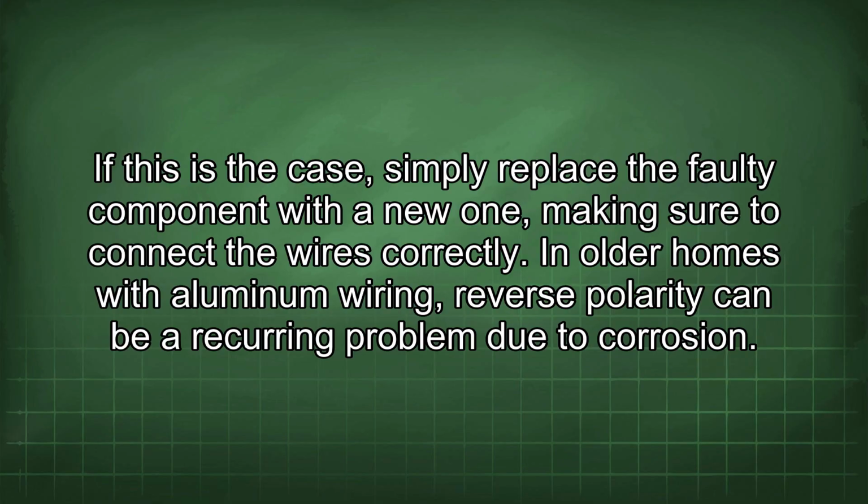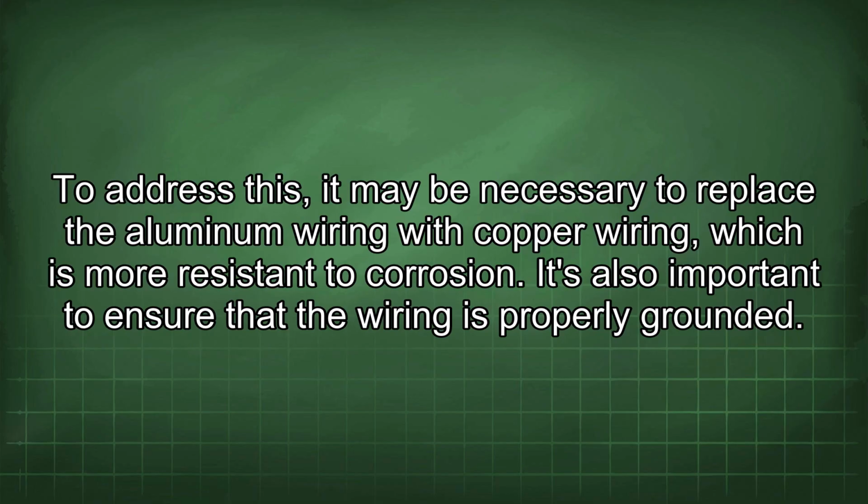In older homes with aluminum wiring, reverse polarity can be a recurring problem due to corrosion. To address this, it may be necessary to replace the aluminum wiring with copper wiring, which is more resistant to corrosion. It's also important to ensure that the wiring is properly grounded.